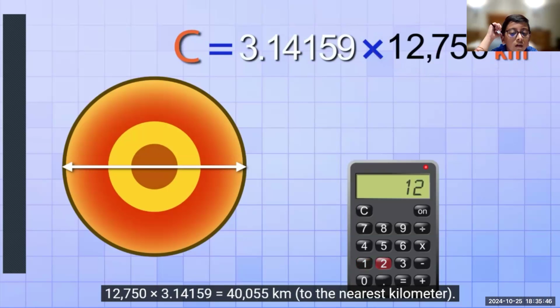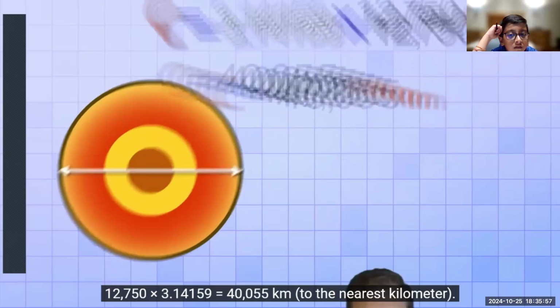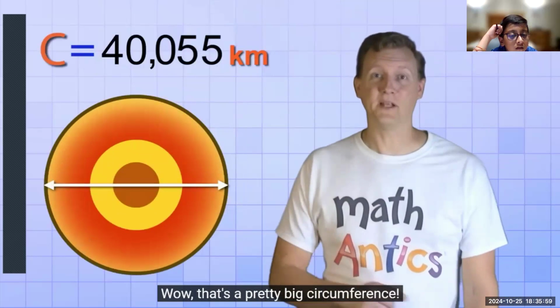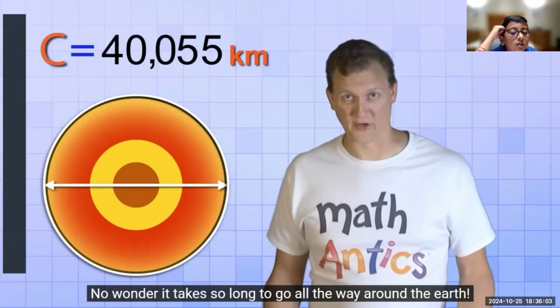So 12,750 times 3.14159 equals 40,055 kilometers to the nearest kilometer. Wow, that's a pretty big circumference. No wonder it takes so long to go all the way around the Earth.